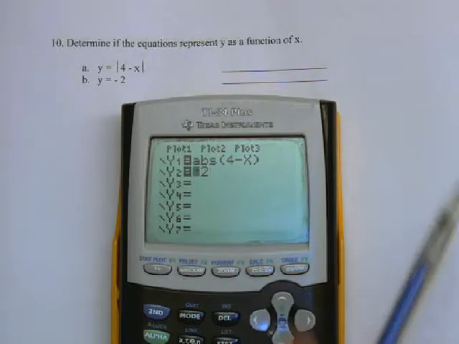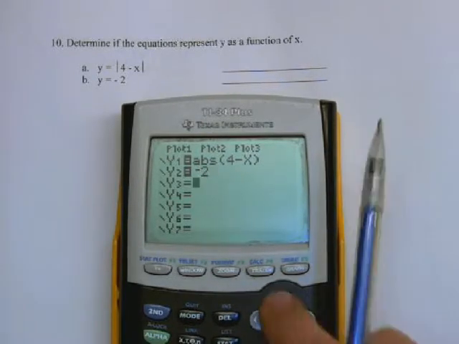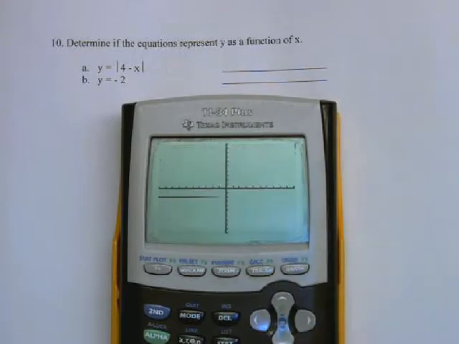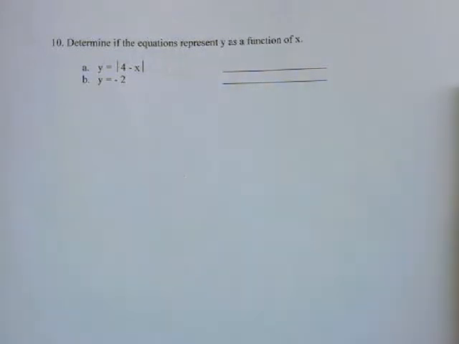So y equals negative 2. That's simply a horizontal line. So both of those are functions.